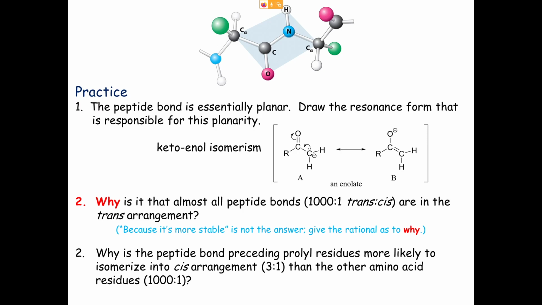It's still far more likely to be trans, but its tendency to be cis is a little more than if it were not a proline. That's what this 3 to 1 means. So it still would much rather be trans, but the trans to cis ratio is only about 300 to 1 rather than 1,000 to 1. So don't think it's more likely to be cis. It's more likely to be cis than if it were a different amino acid, but it still prefers trans. Maybe that wording will make sense when you see the numbers. I don't know why there are two number 2s on here. It should say number 3.